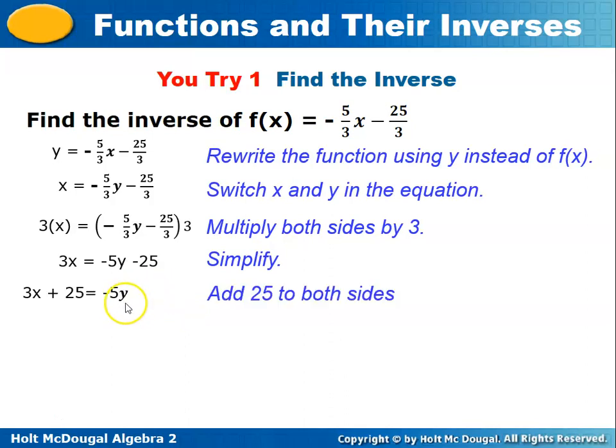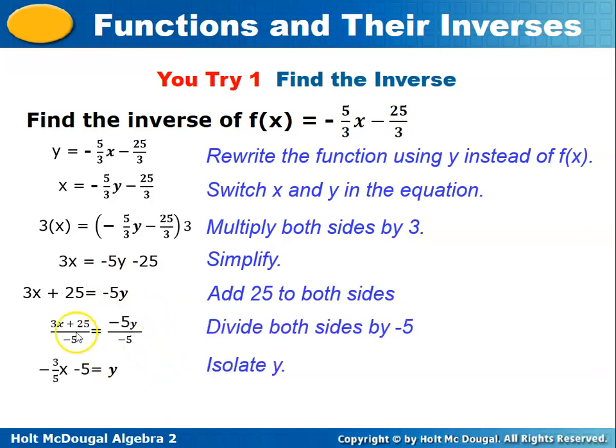And then our next step here is, again, we're trying to get y by itself. Negative 5 is being multiplied by y, so we're going to divide both sides by negative 5. And when we do that, we can simplify this, so this can be negative 3/5 minus 5, right? Because the negative 5 is going to go to both terms there, okay? So that is our inverse.